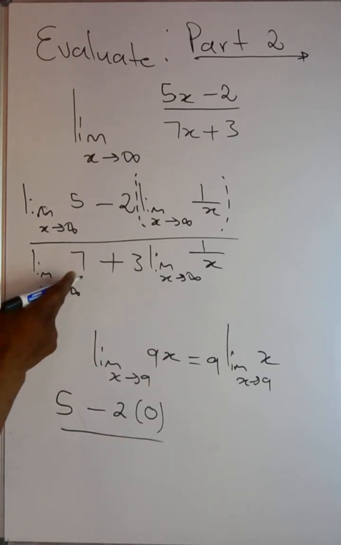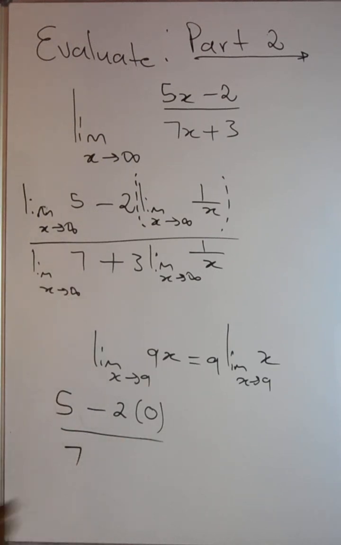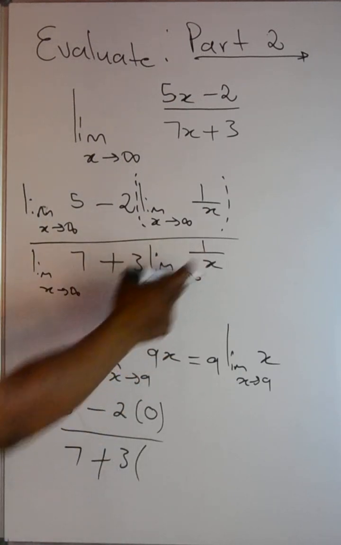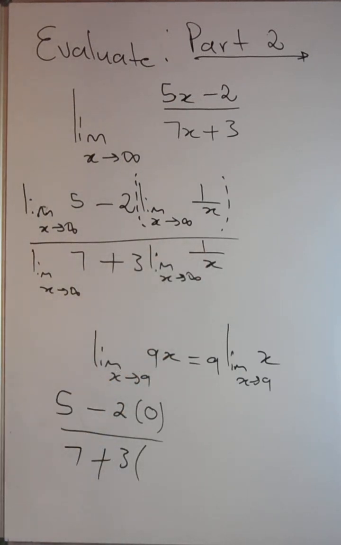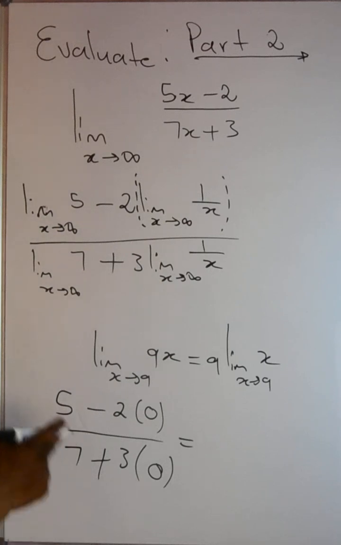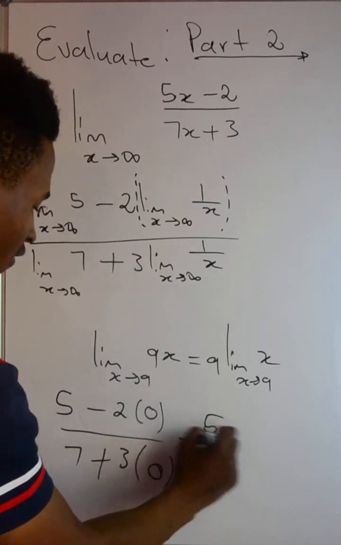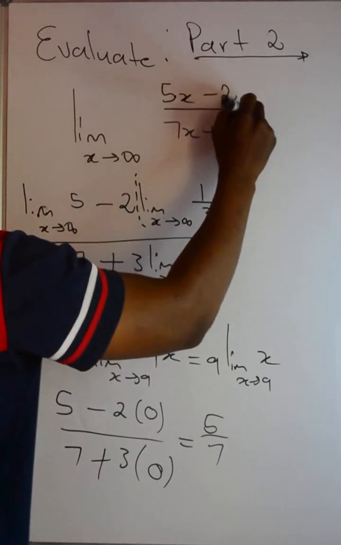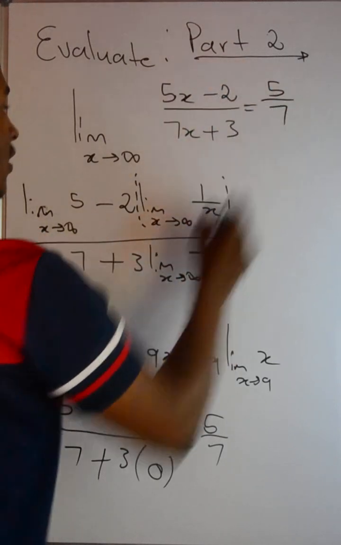Divided by the limit of a constant again, it will just be 7 plus 3. We can see that this is 1 over x to the power n, and our n is 1 in this case. This will also go to 0. So our limit will just be 5 over 7.